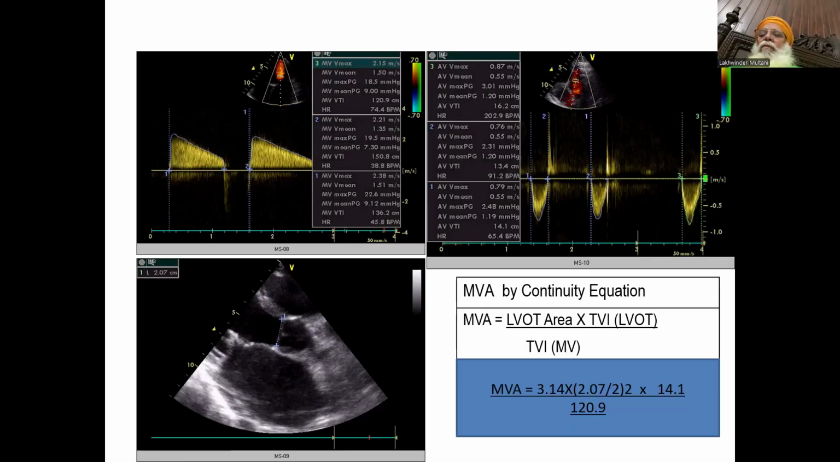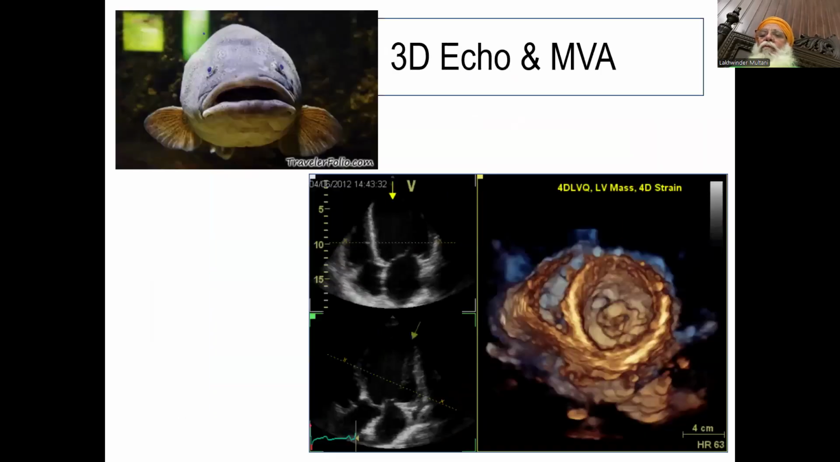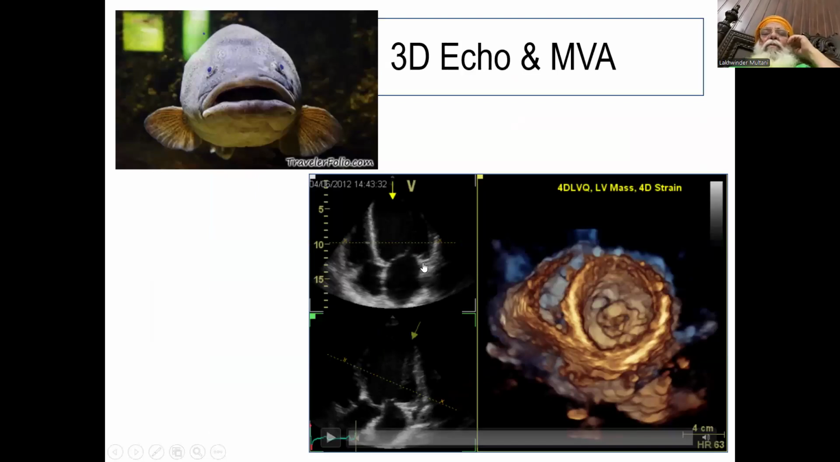Wait a minute. I just wanted to tell you that whatever blood is flowing through the mitral valve has to flow through the LVOT. We are not measuring the mitral valve annulus diameter here. I just wanted to show you that if you have an annulus diameter and a VTI across the mitral valve, you will be able to calculate the stroke volume.